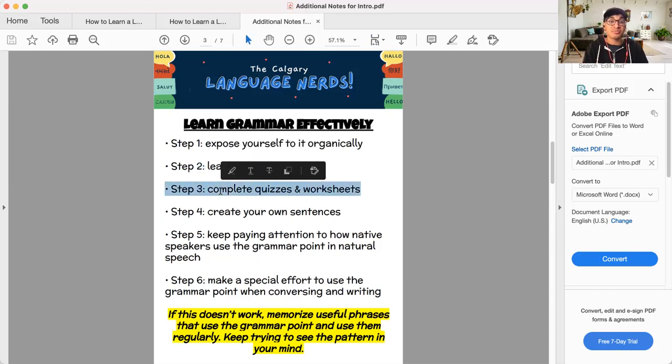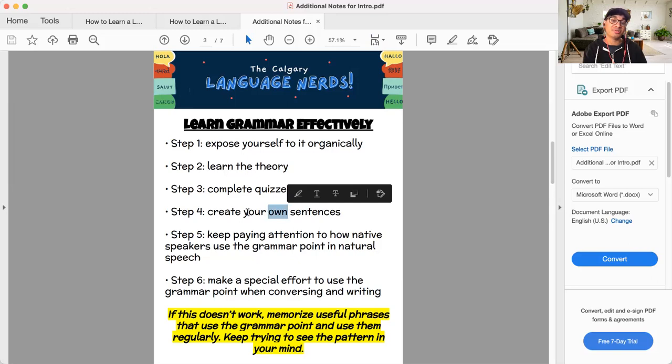Next, you're going to complete some quizzes and worksheets based on this grammar concept. I don't want you to spend too much time on quizzes and worksheets, but I want you to spend some time. I feel like most people overdo step 3, and they just spend way too much time on it. I think you should do a little bit, but not too much. You can find lots of quizzes and worksheets online, on Google, on YouTube, or simply ask a tutor or a teacher. They'll give you some. Use a textbook. Lots of places you can find quizzes and worksheets.